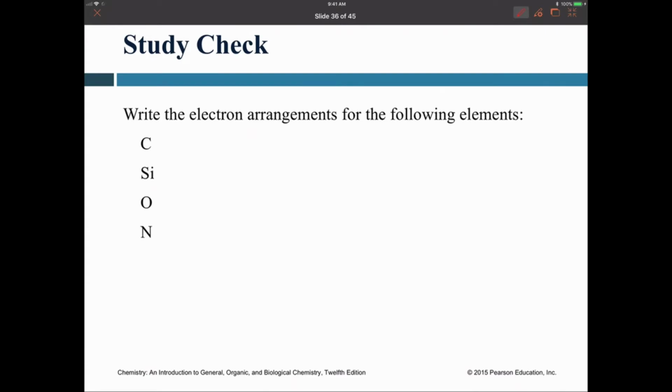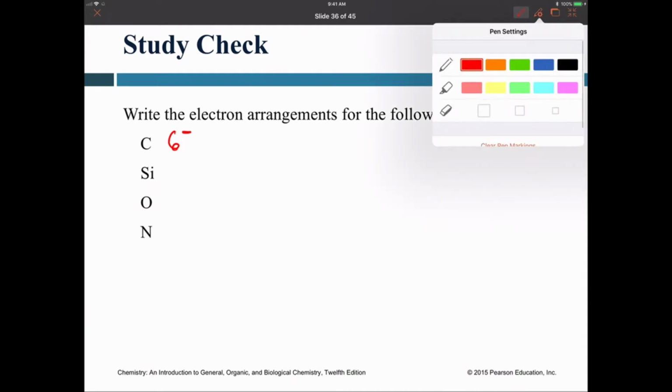All right, guys, welcome back. If you haven't had a chance to do this problem yet, pause right now and go ahead and do it. So I'm going to go over it right now. All right, carbon. Find your periodic table, look up the atomic number of carbon. You'll find that it's got 6 electrons.